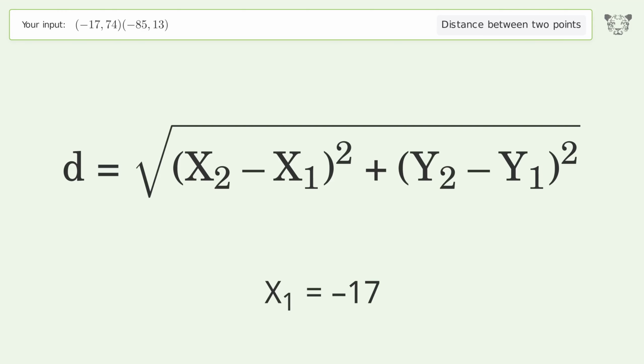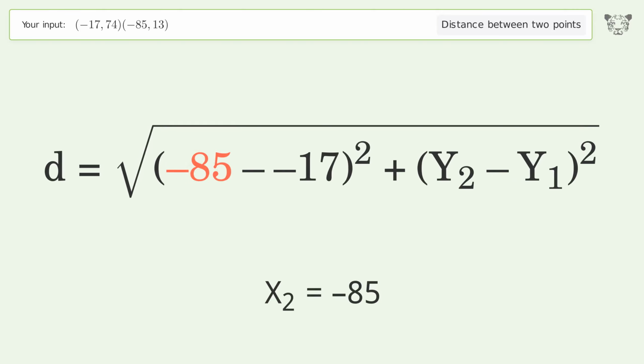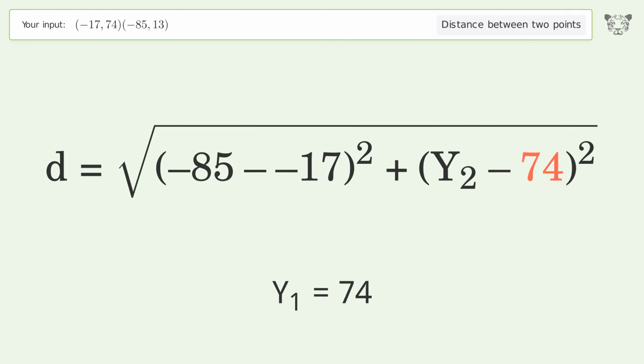x1 equals -17. x2 equals -85. y1 equals 74. y2 equals 13.